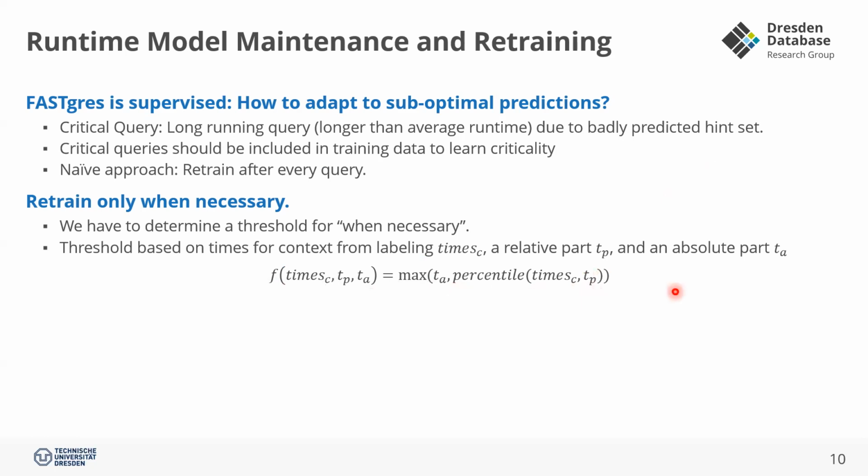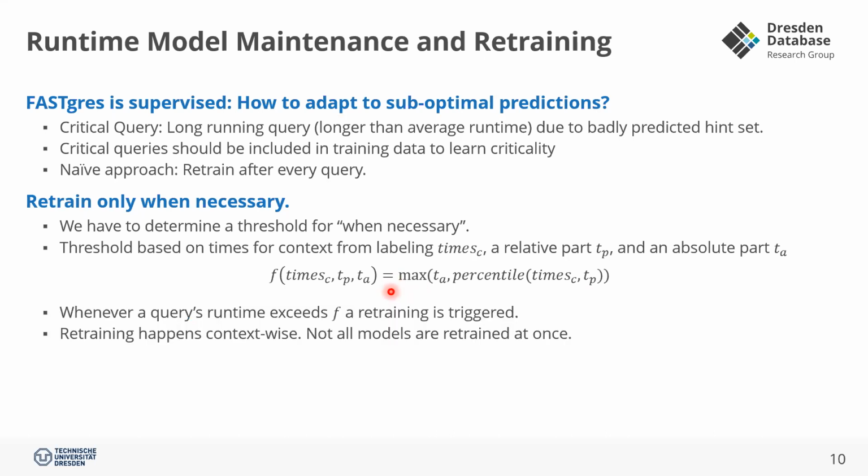So you have this equation here, which is basically the maximum between a defined absolute timeout, after 20 seconds for example, because you definitely want to have your query finished, and a percentile of all the current runtimes in your context. So we store all the runtimes within a context, for all query runtimes within a context, and take the defined relative percentile of those runtimes, and together with the absolute part, we build this threshold. So whenever a query exceeds this threshold, then a retraining is triggered.